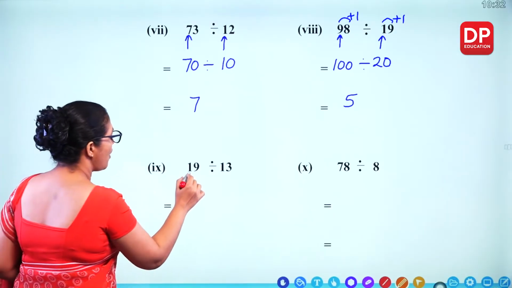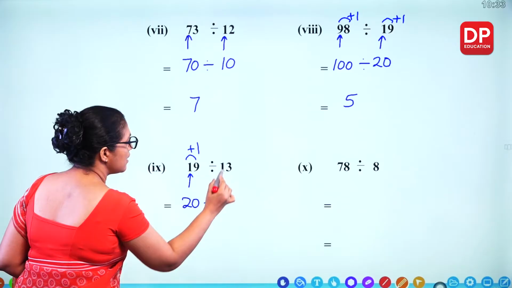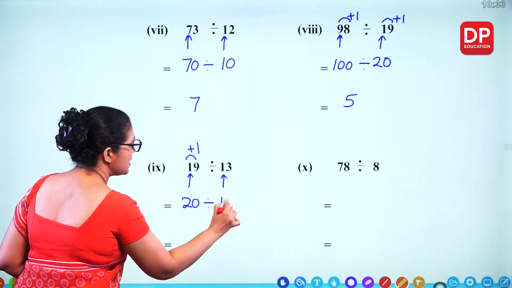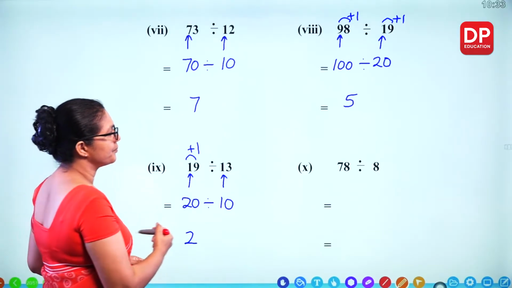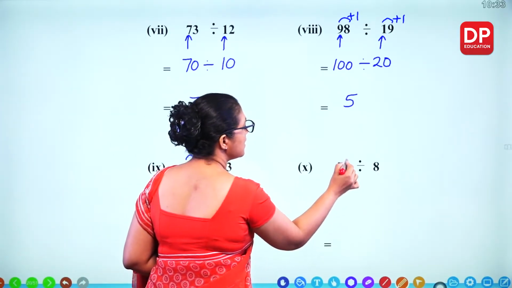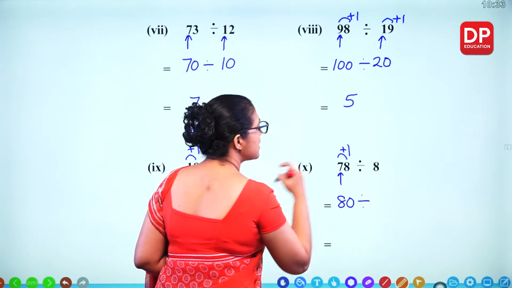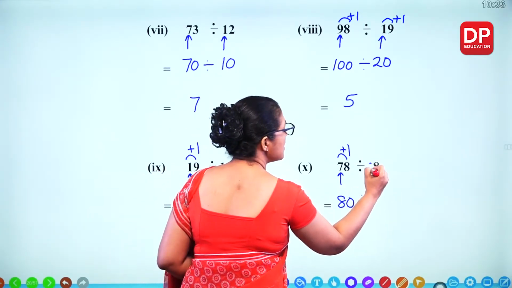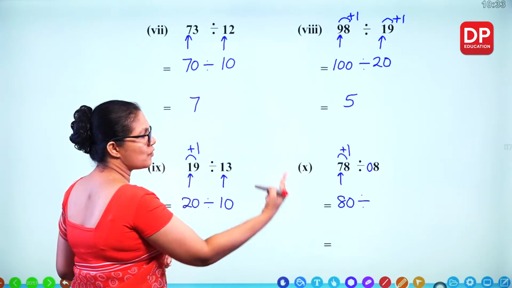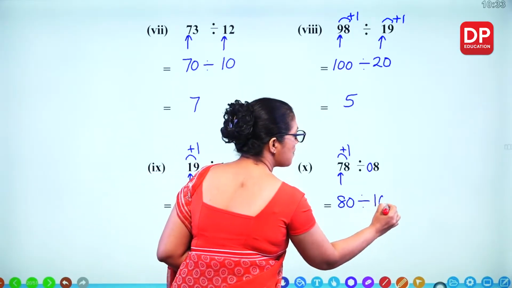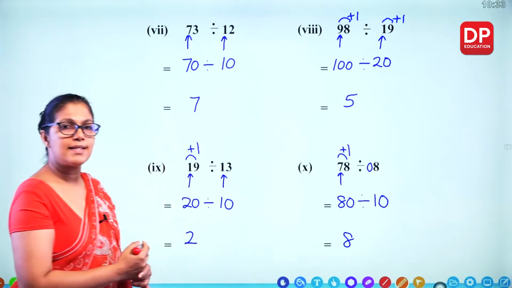19, when you round it, you need to add 1. That becomes 20. 30, you can write 10. 20 divided by 10, that's 2. 78 becomes 80 when you add 1. 8, so think about this is 0 there. So 8 is the number, so you have to add 1. So this becomes 10. 80 divided by 10, answer is 8.